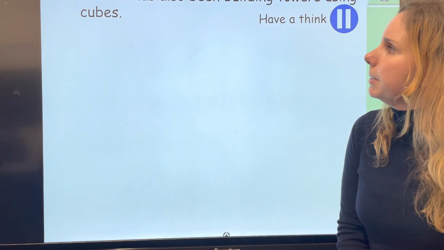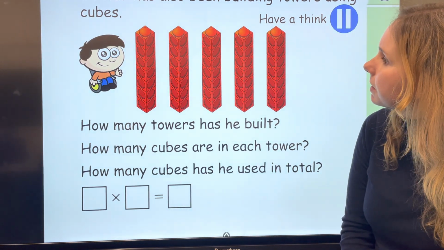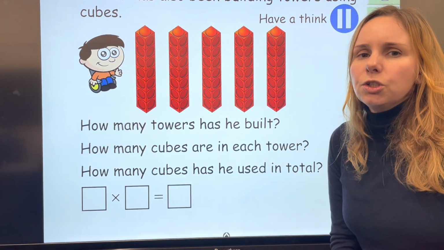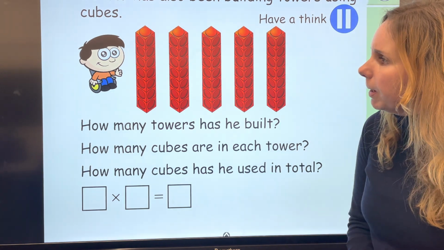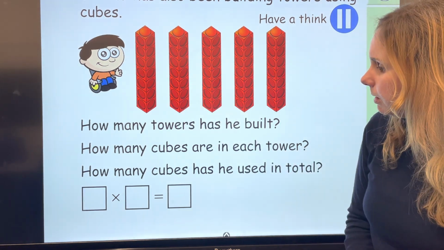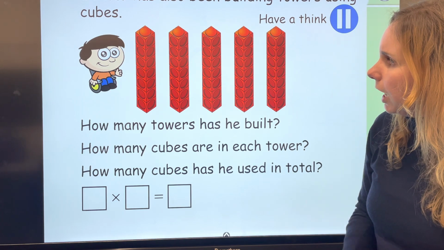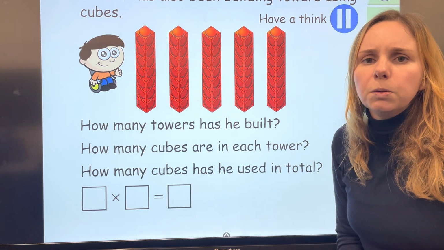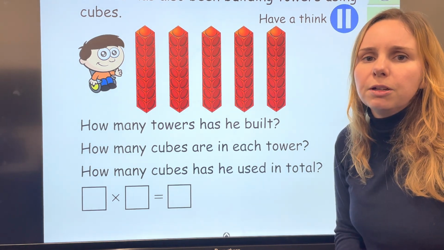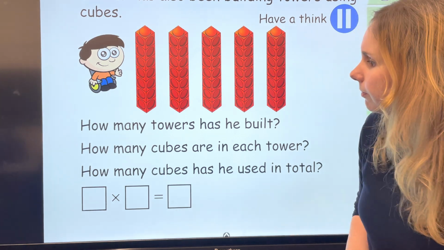They've been busy bees building towers. Dexter's built some towers. We know what to do now. Have a look. Write on your paper. How many towers has he built? How many bricks are in each tower? How many bricks are there altogether? Write down your multiplication. Pause me now. Let's have a look.